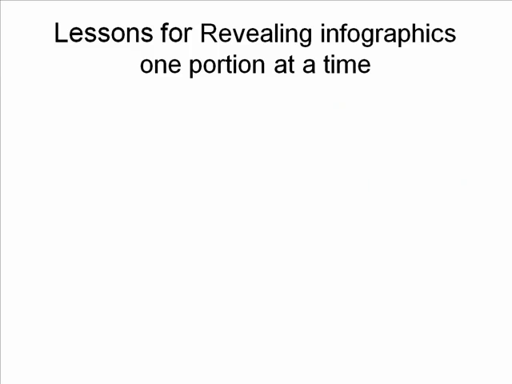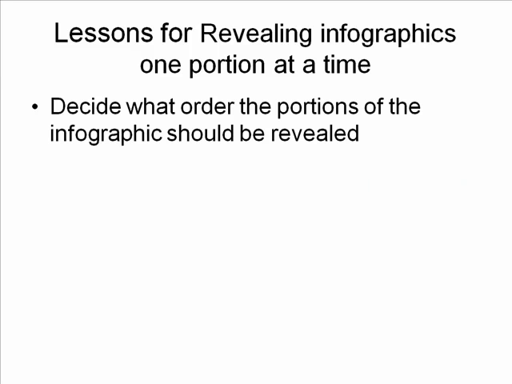So some of our lessons for revealing these infographics or diagrams one portion at a time. The most important thing is to figure out what order you want to explain this information. So in what order should the portions be revealed? In this case, I was revealing it from number 10 to number 1. If you had, let's say, a process diagram, you might want to reveal it from the start to the end of the process. So make sure you make that decision first.